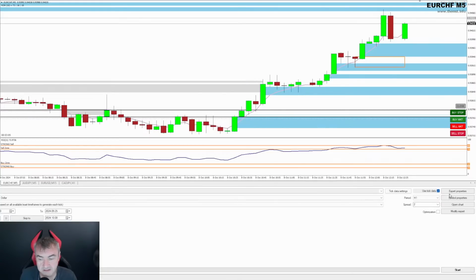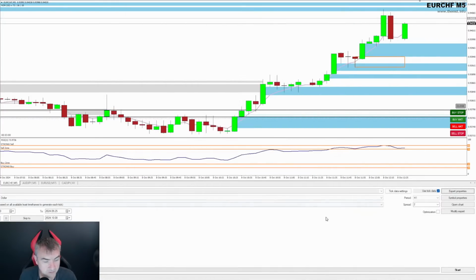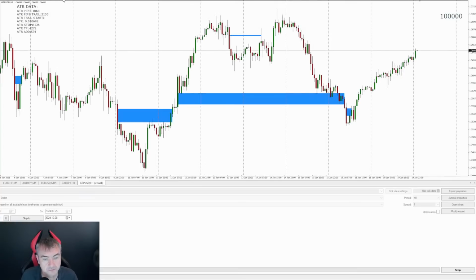So that's the strategy, and those are the defaults that I have set up at the moment. I'm going to run this just on the hourly time frame. We'll do it on every tick so you can see it in action, and we'll look at some trade examples. So we'll wait for one to happen.